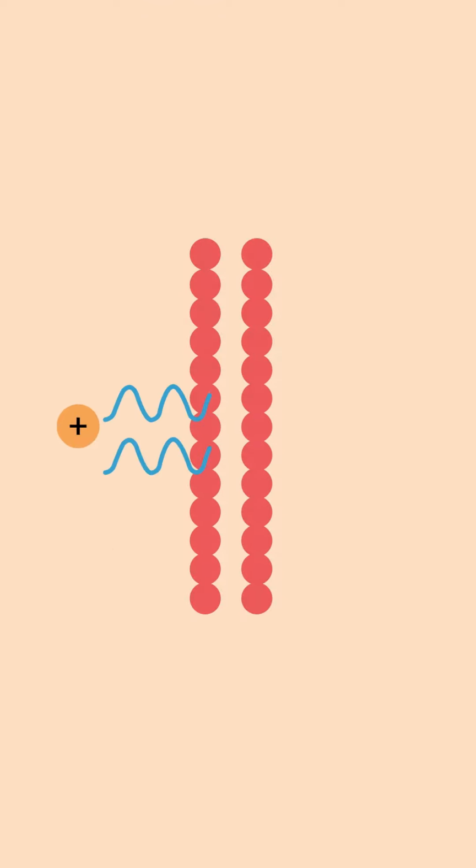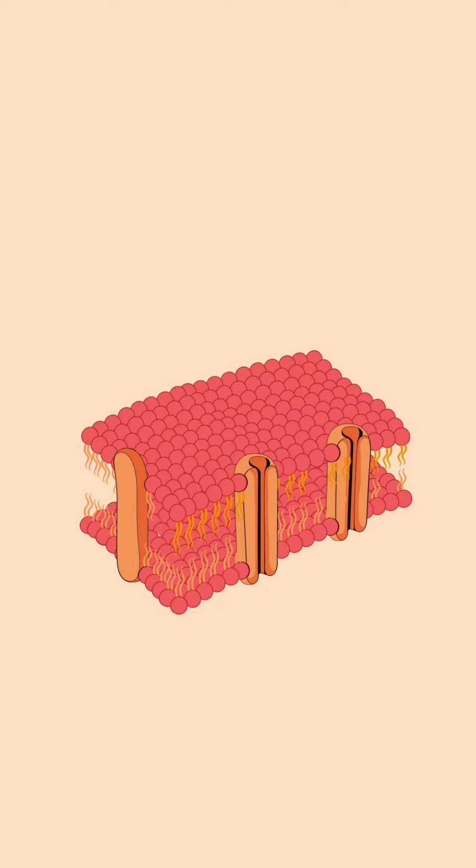The outside of the neuron cell acts as the positive pole, and the inside of the cell is the negative pole. When opposite electric charges are separated, we have potential energy. So, the two poles inside and outside the cell create an electrical potential across the cell membrane that measures at an average of negative 70 millivolts.